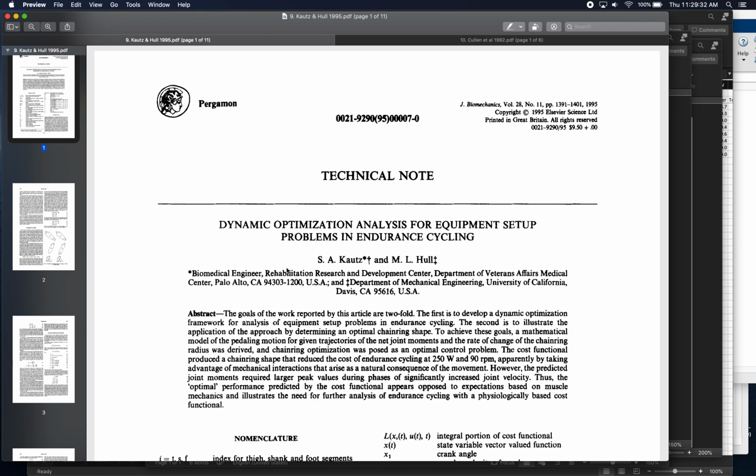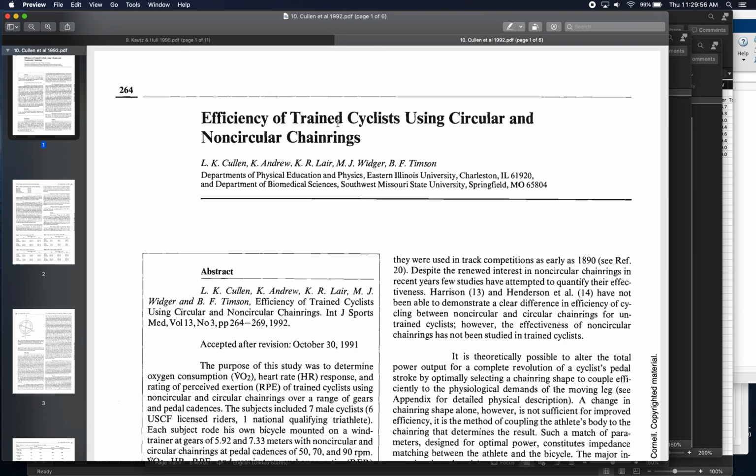Okay, today we're covering reading number 9 on cycling biomechanics, and we're actually going to cover two readings today, numbers 9 and 10, our last and second to last readings on the cycling biomechanics section. We're grouping these two readings together, similar to when I grouped the two readings on pedaling rate together, in that study 9 here by Kautz and Hall and study 10 here by Cullen et al.